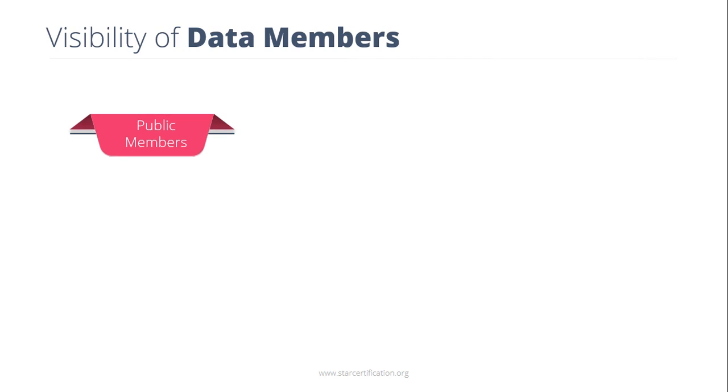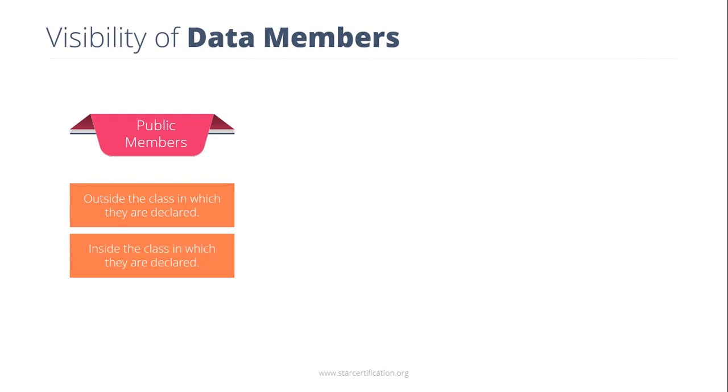Public members. Unless specified differently, in PHP, all the members of a class are public by default. They can be accessed from outside the class in which they are declared, inside the class in which they are declared, and inside the class which extends the class in which they are declared.